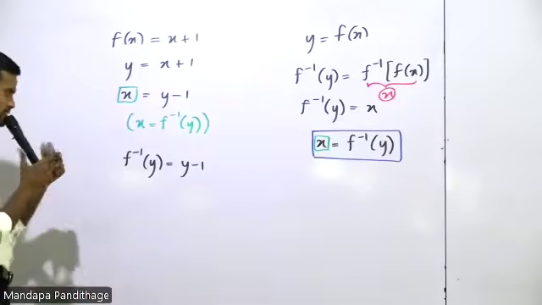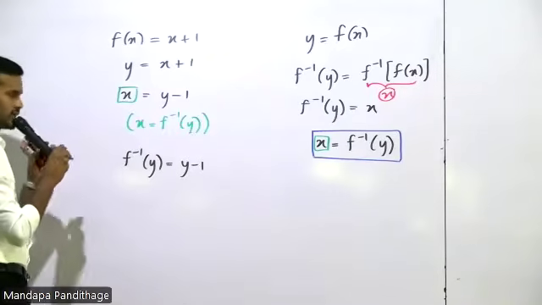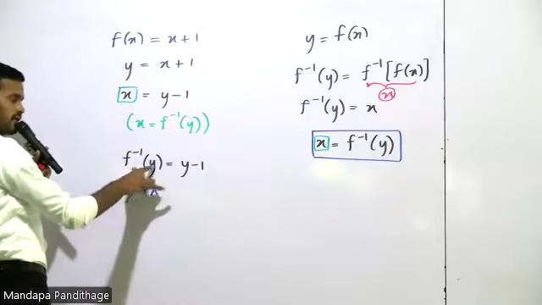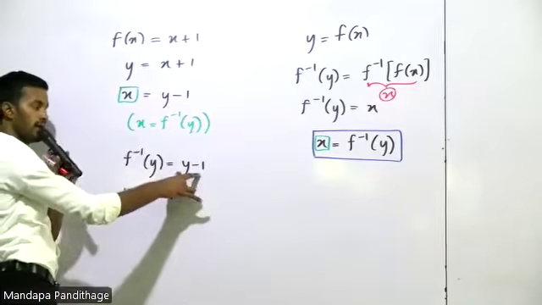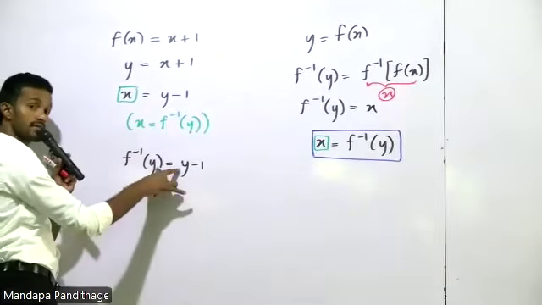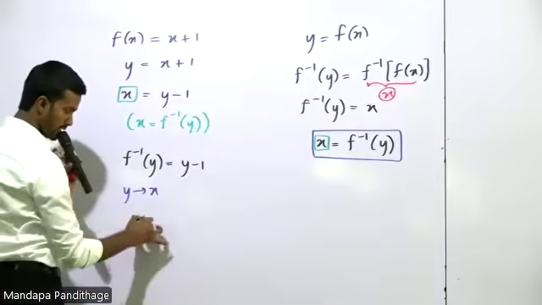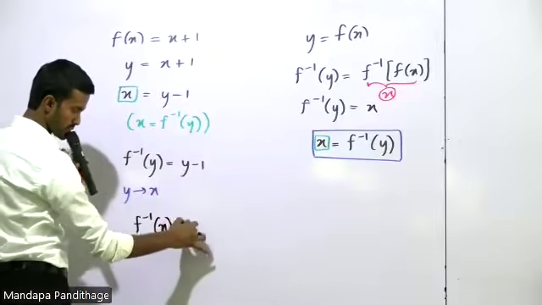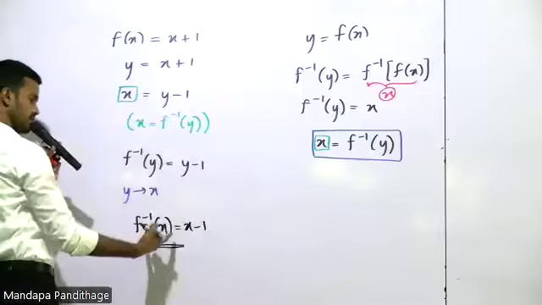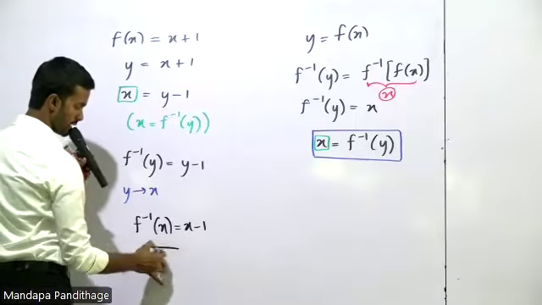So here it's the easiest part. What I do here is I just change the variable, because if f inverse y is equal to y minus 1, tell me what is f inverse x? That is x minus 1. So I get the inverse function f inverse x, equal to x minus 1. So that's why I told you if the function is adding 1, the inverse will be subtracting 1.